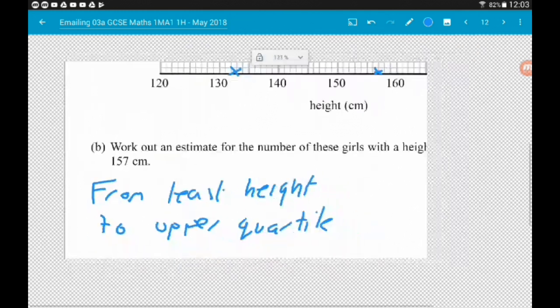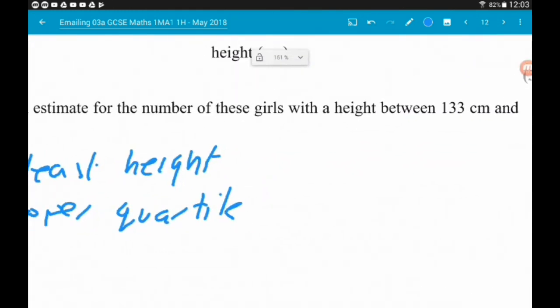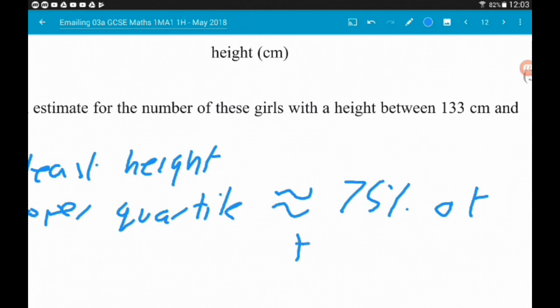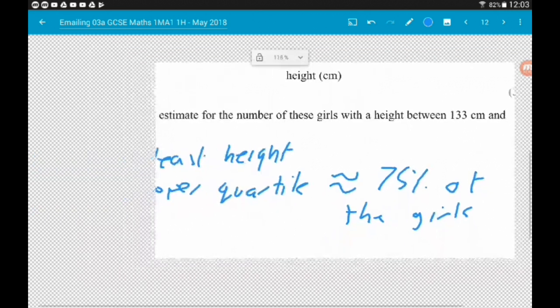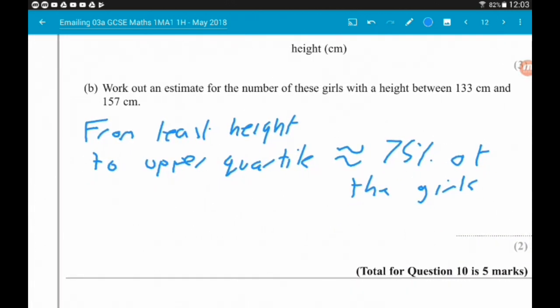we would expect, so I'm going to say we would have roughly 75% of the girls. So we want to find 75% or 3/4 of 80. So let's do the fractions. 3/4 of 80. Well, 1/4 is 20, so 3/4 is 60. So 60 is our guy.